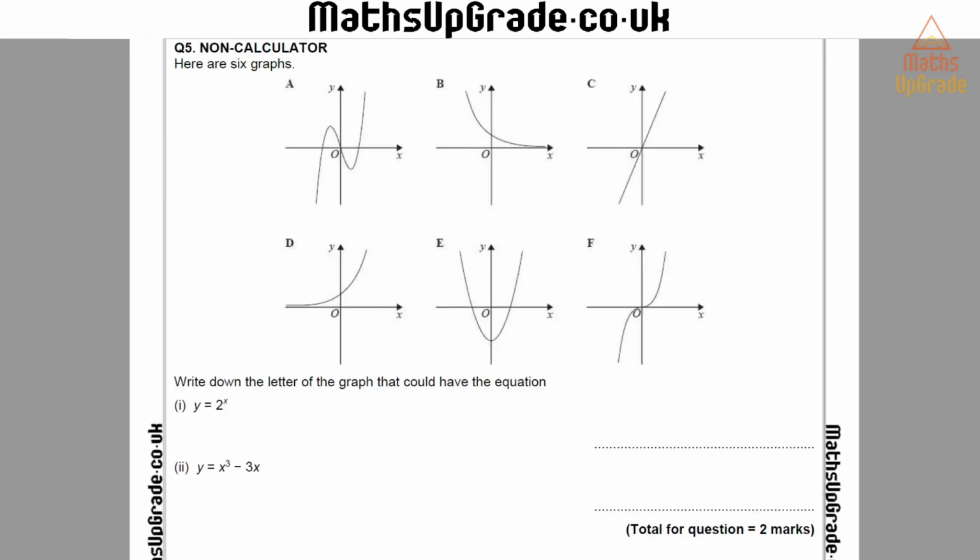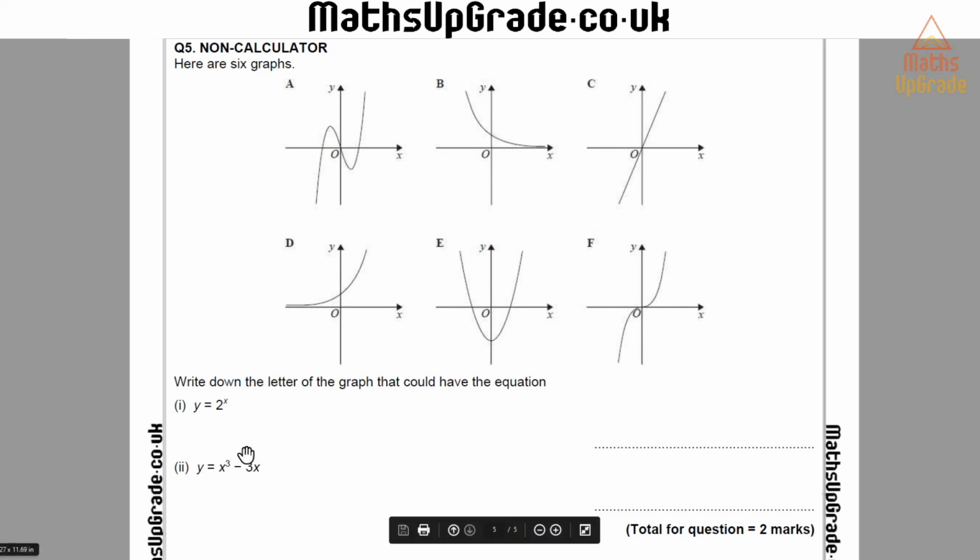Question 5. Here are 6 graphs. So we need to write down the letter of the graph that could have the equation y equals 2 to the x and y equals x cubed minus 3x. So this is a more difficult question, this is. First of all, the first part is fairly straightforward. So looking for an exponential function. So that's going to be graph D. This is a positive exponential, this will be a negative exponential. Okay, so that's graph D there.